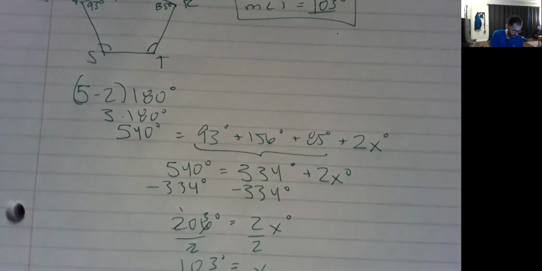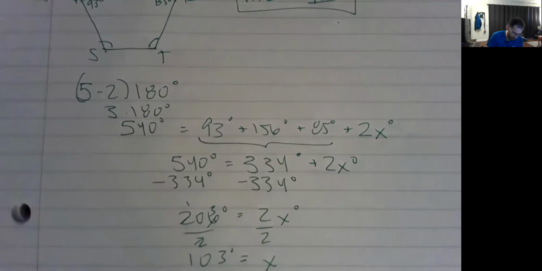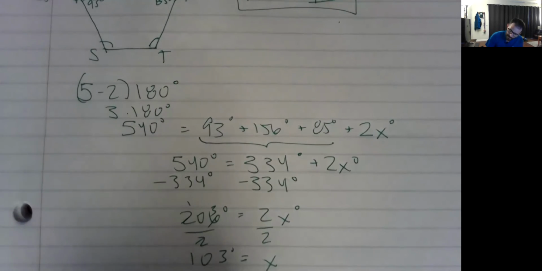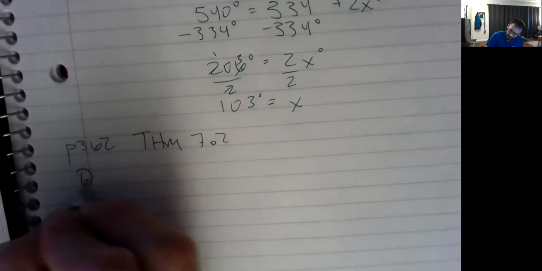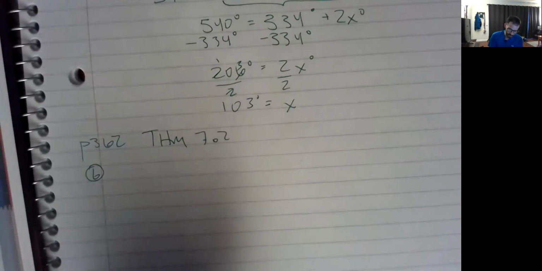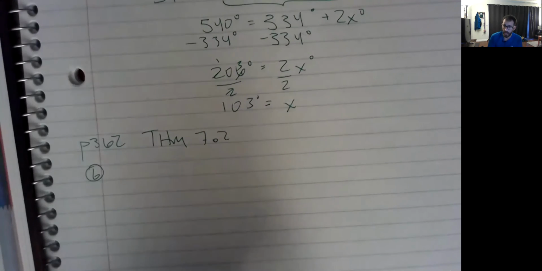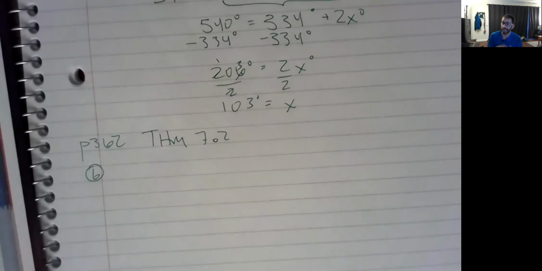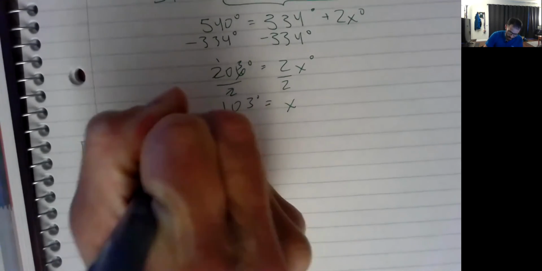Oh wait, no, before we go to number 6 though, bottom of page 362, you need to copy down Theorem 7.2 and then answer my Edpuzzle question before you move on. And now that you did, we are on number 6. A convex hexagon has exterior angles with measures of those. What is the measure of the 6th vertex? Okay, it's a hexagon, so it has 6 sides, which means it has 6 angles, which means it has 6 exterior angles.